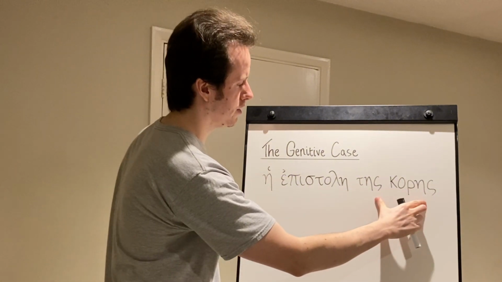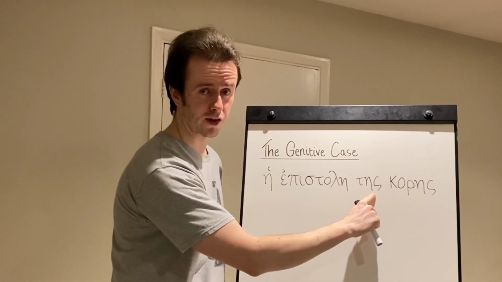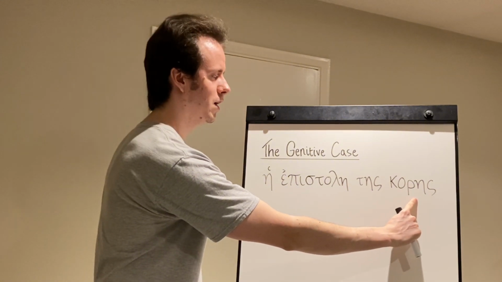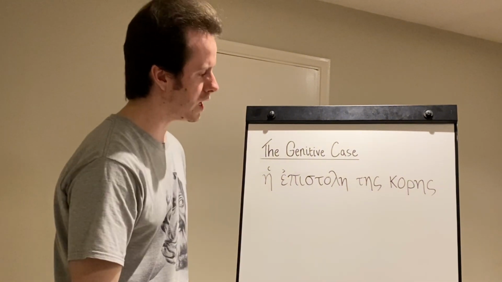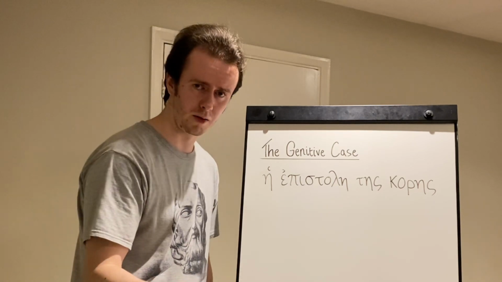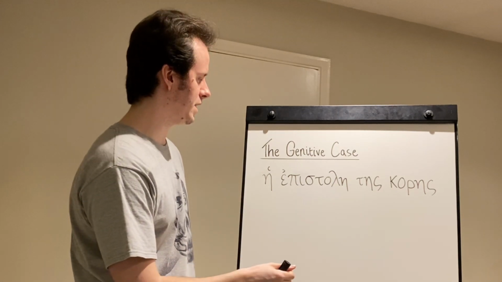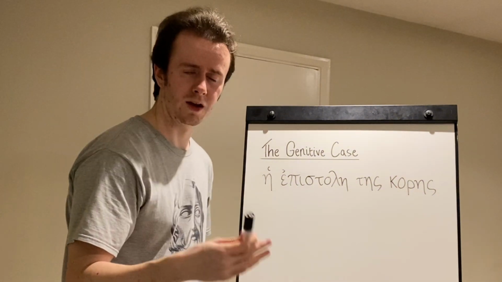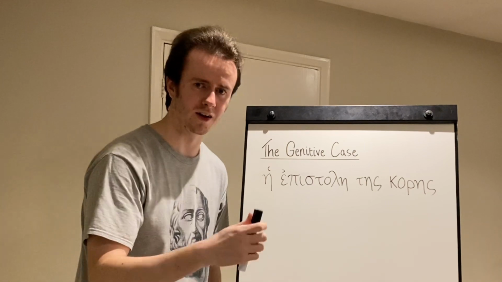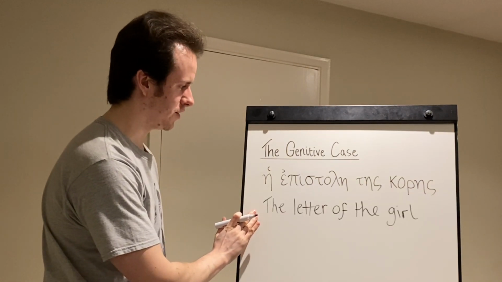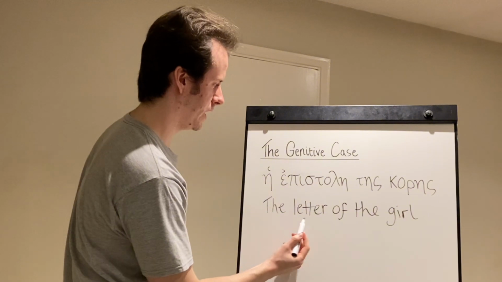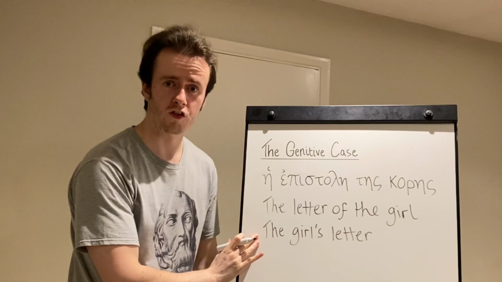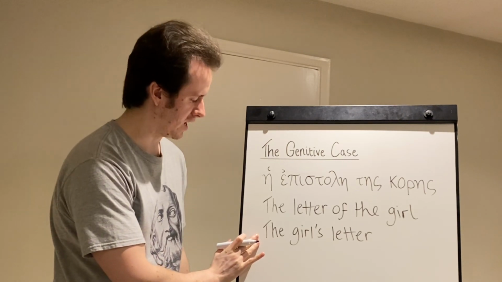If there were a full sentence, we know that the letter would be the subject. And then we have tes chores. We know that tes is the feminine genitive singular definite article, and therefore chores must also be feminine genitive singular. And we know that chore means girl, and therefore this should be translated as the letter of the girl, or in more natural English, the girl's letter. So there's the literal translation, the letter of the girl, with he epistolaire meaning the letter and tes chores meaning of the girl. And here is the more stylish, natural translation, the girl's letter.